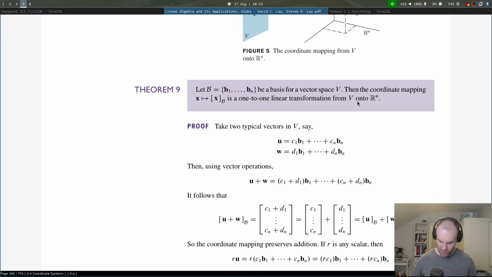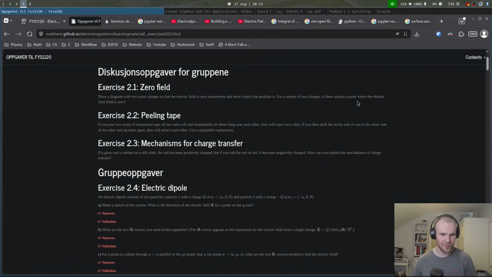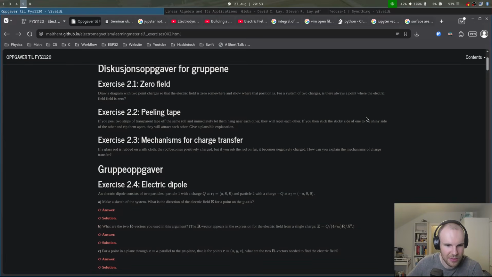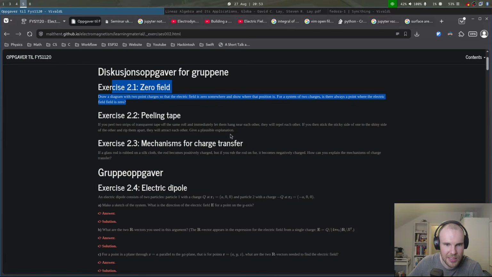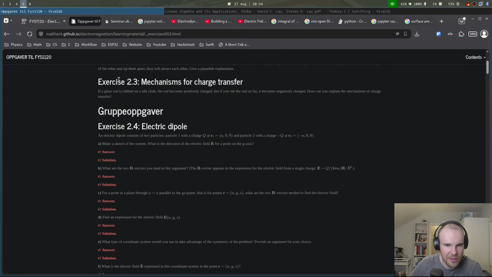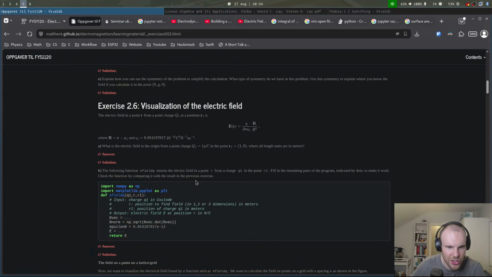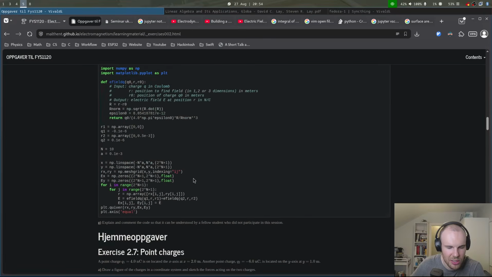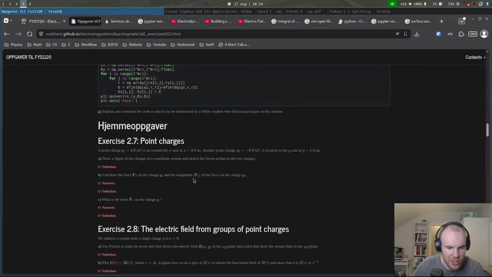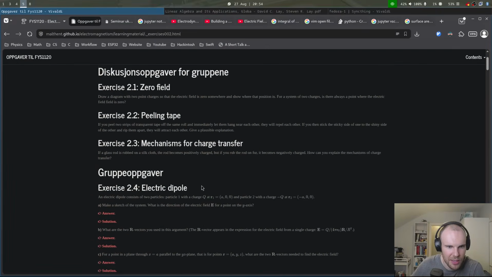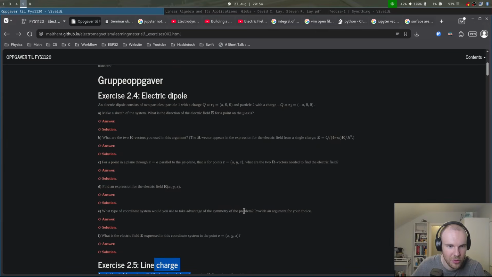Okay, so now let's go to physics and electromagnetism. We don't have too much time, so I'm just going to pick tasks that are more interesting. This is not interesting. Not this either. This is also easy. Let's see. Is this one interesting? Electric dipole. Line charge, visualization, point charges. Okay, maybe we just do this. We just start at 2.4 and work our way downwards.